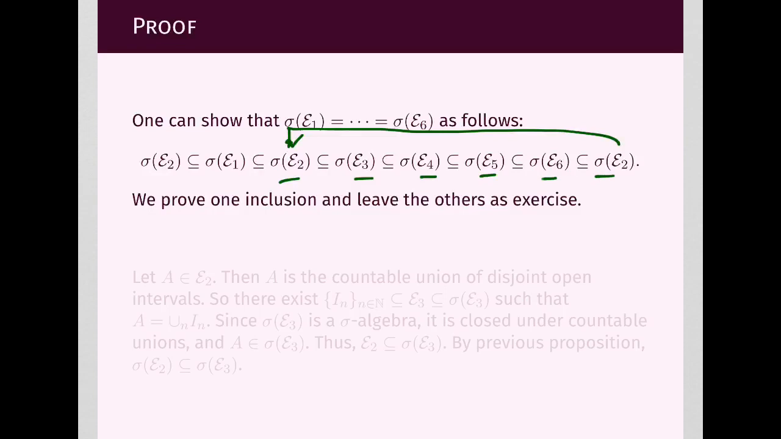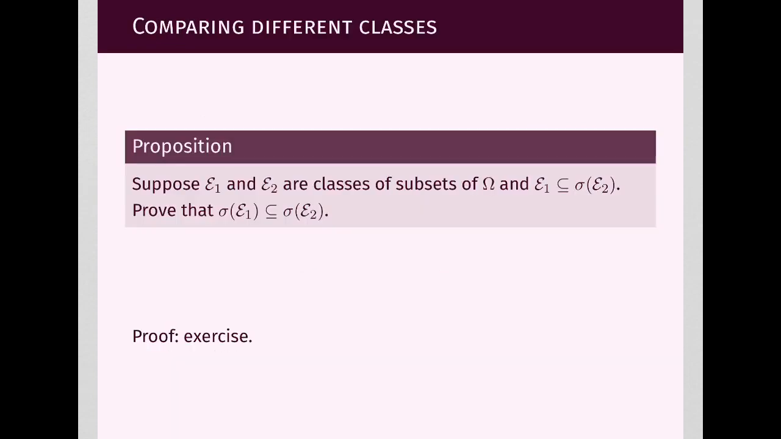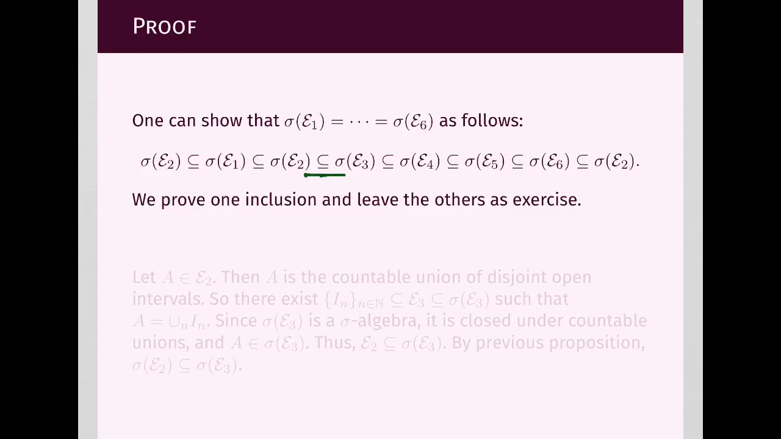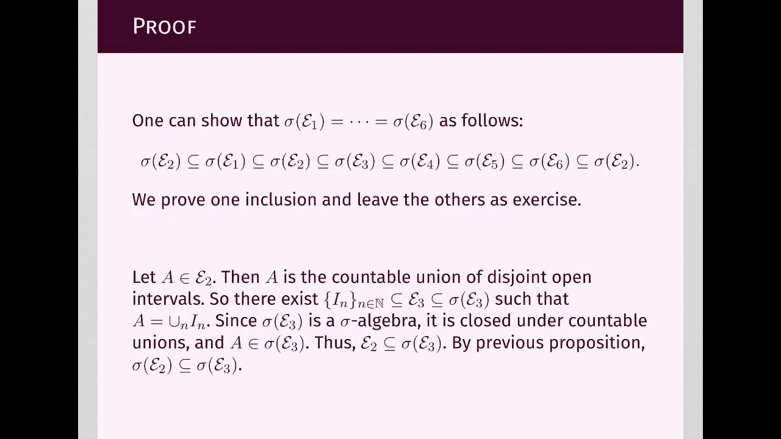So we have all these inclusions to prove, and I will prove one of them here. There's another one that is proved in the lecture notes, and the other ones will remain as exercises for you. The proof uses this proposition from the previous video very strongly. So now we're going to see how this proposition appears. We're going to prove this one here, that the sigma algebra generated by this family is contained in the sigma algebra generated by this family. So let's start the proof.